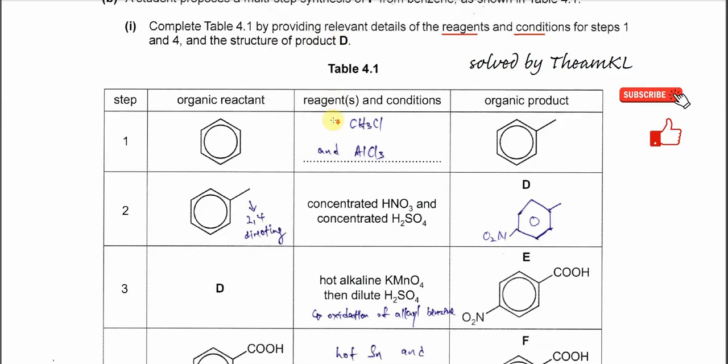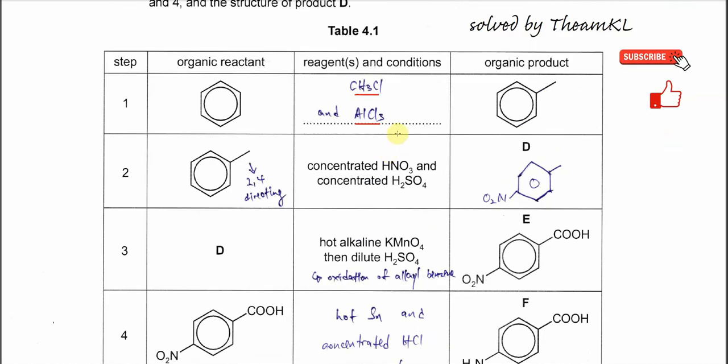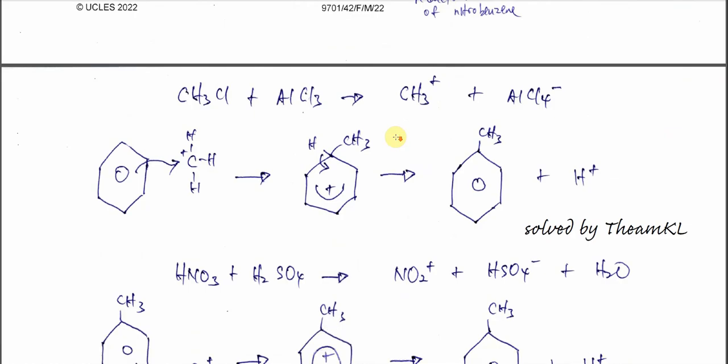Okay, so let's start with step 1. From benzene to methylbenzene, we need to use chloromethane, CH3Cl, and the catalyst, AlCl3. Because this is the alkylation of benzene, we need to use these two. If you want to know more about how it reacts, let's go.